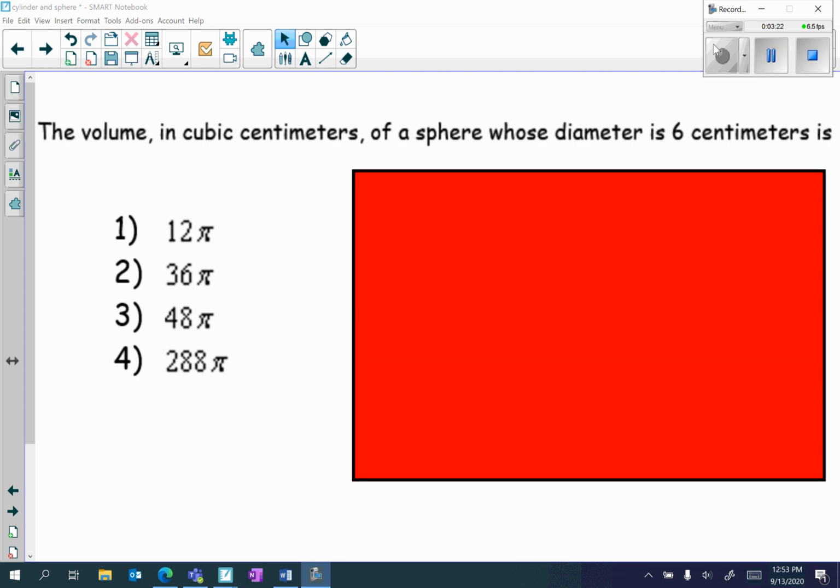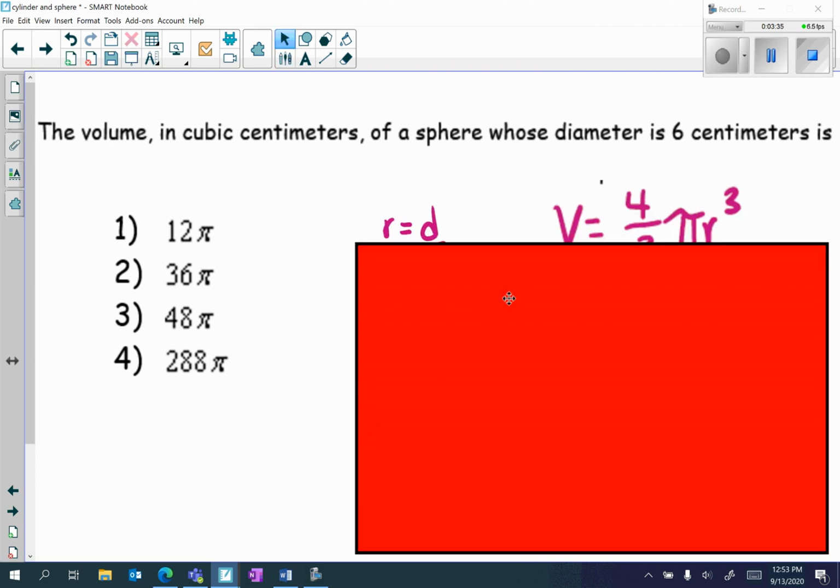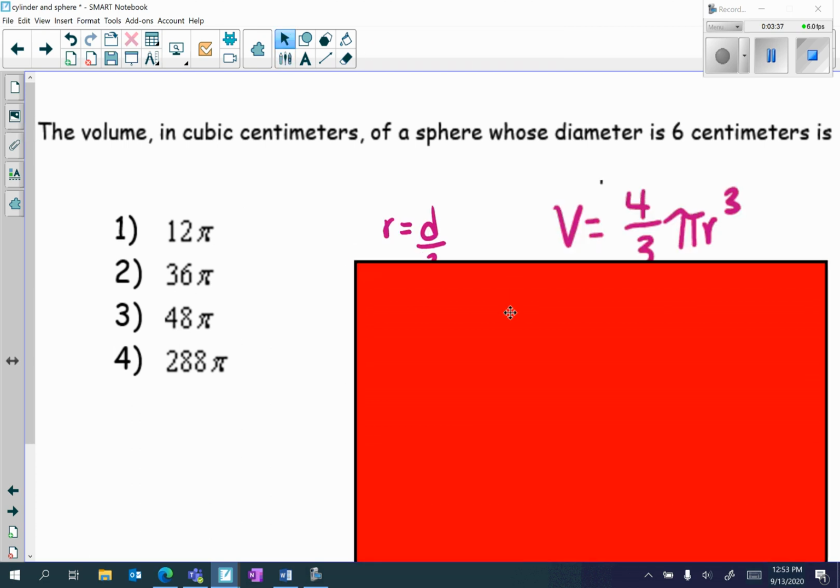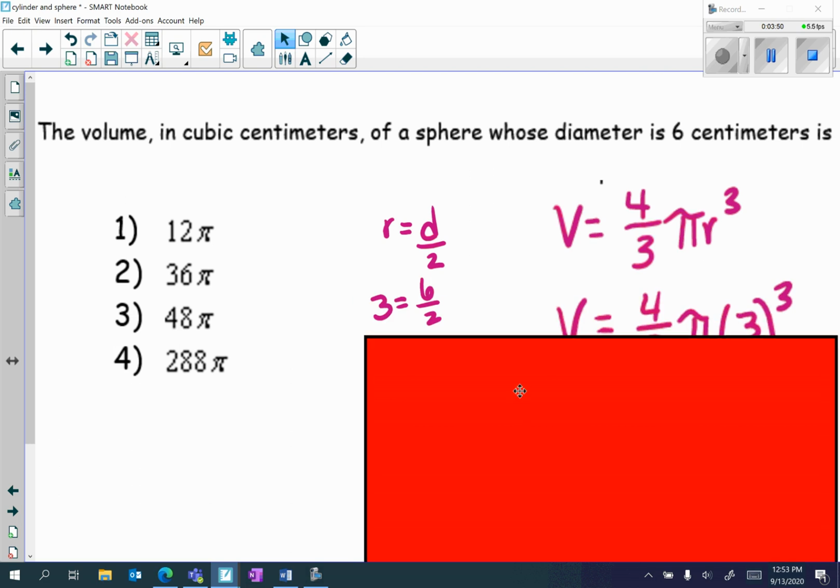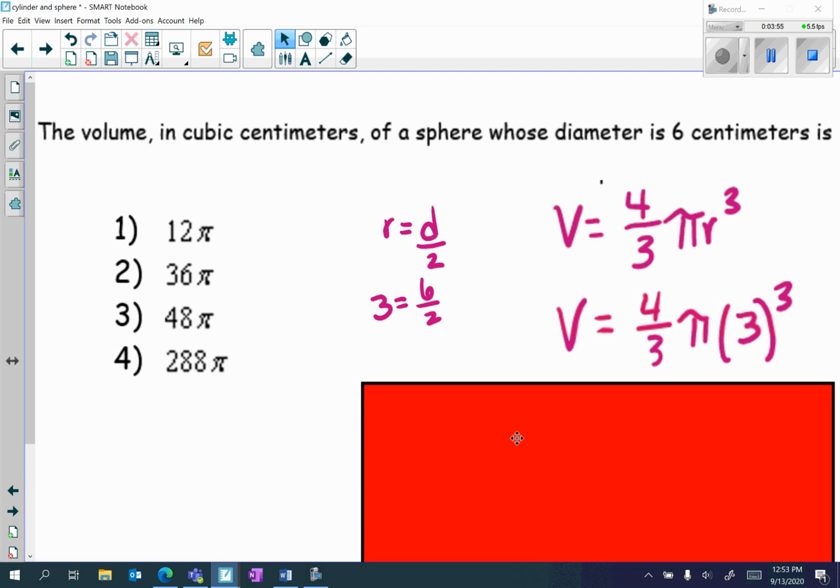Let's look at the first example. The volume in cubic centimeters of a sphere whose diameter is 6 centimeters is. So remember that my formula for the volume of a sphere is 4/3 pi r cubed. Now remember, I want to find the radius. In order to find the radius, if given the diameter, I have to divide it by 2. So I have to take 6 divided by 2, which gives me 3. 3 is what I'm substituting in for r. So volume is equal to 4/3 pi times 3 cubed.